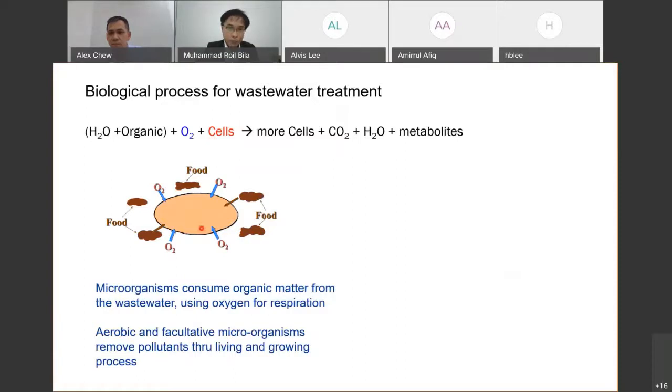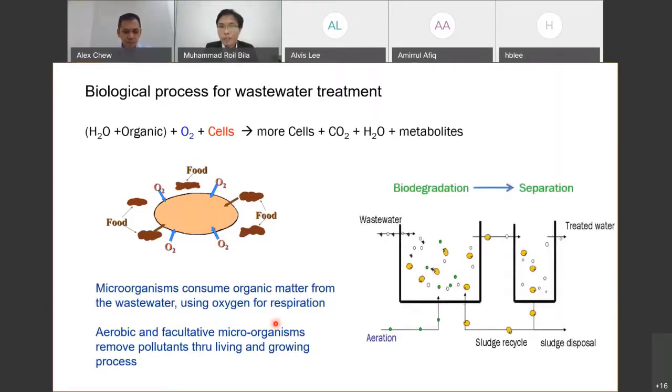This picture gives you a basic illustration. The big chunk here is basically the living things. They uptake food from the organics as well as the oxygen. So the microorganisms will consume the organics from the wastewater and use the oxygen for respiration. And then we have different kinds of these microorganisms. I won't go into detail, but this basic understanding is translated into the design of the conventional activated sludge.